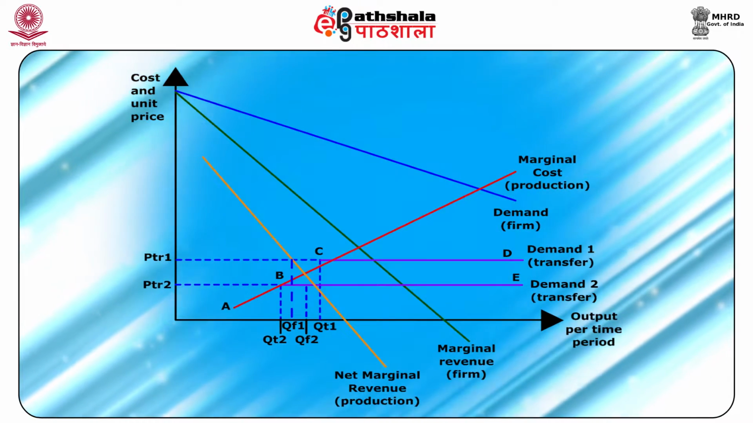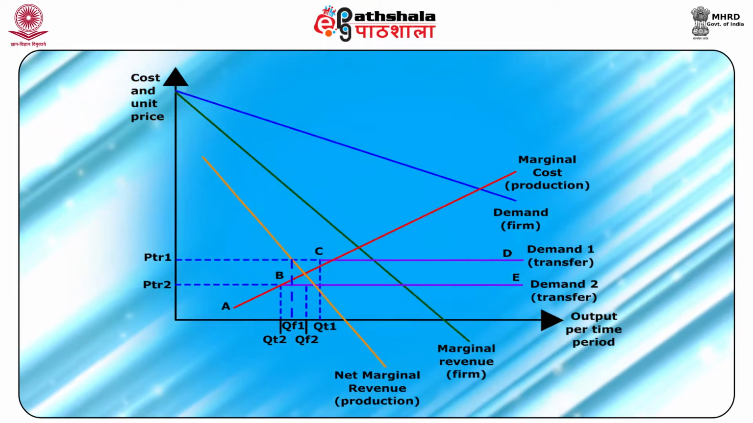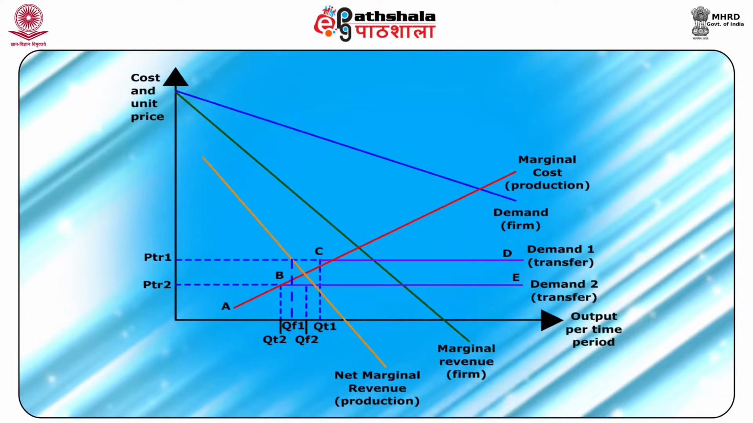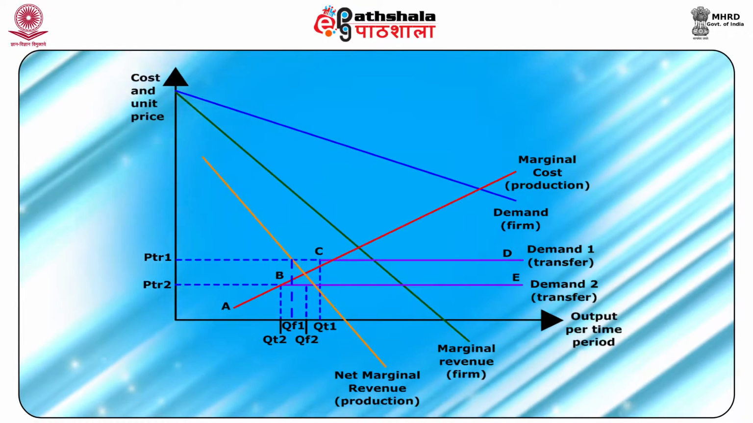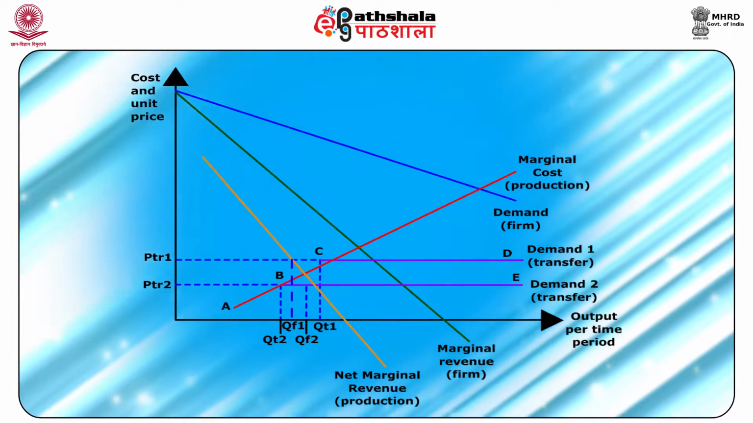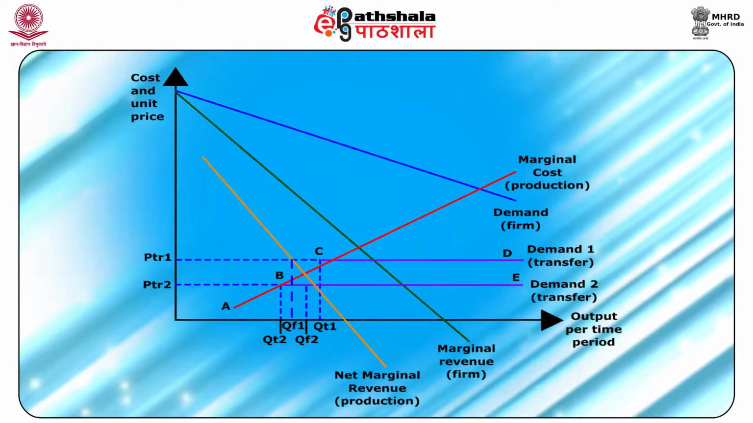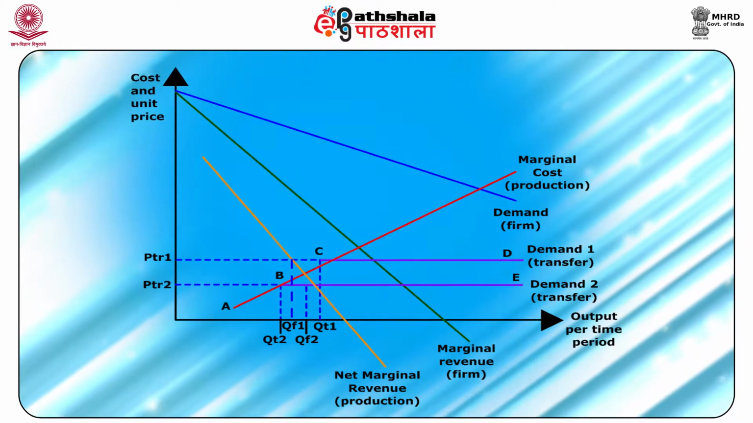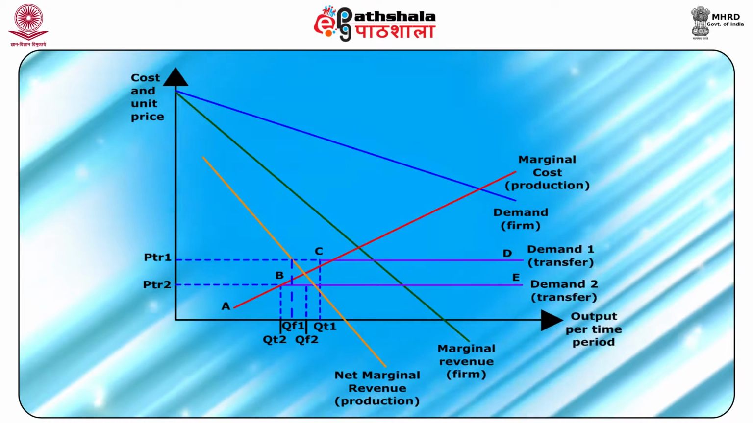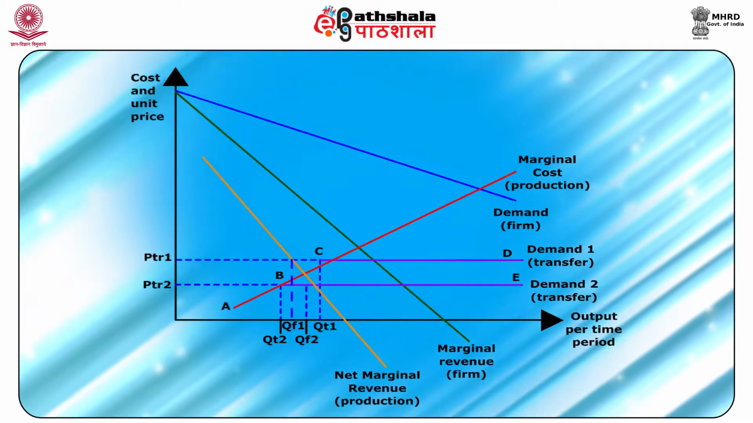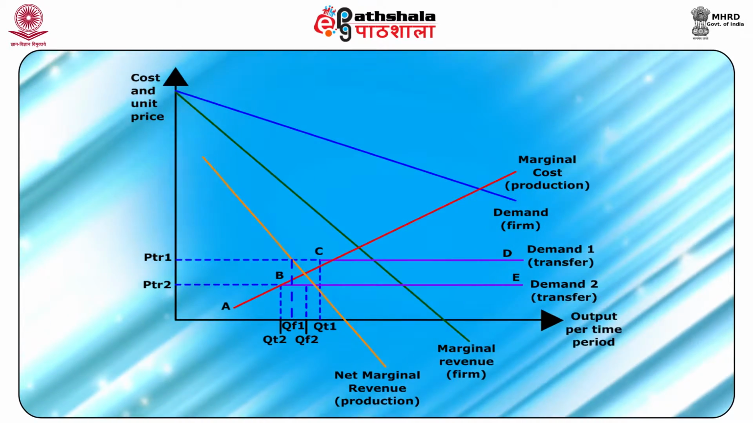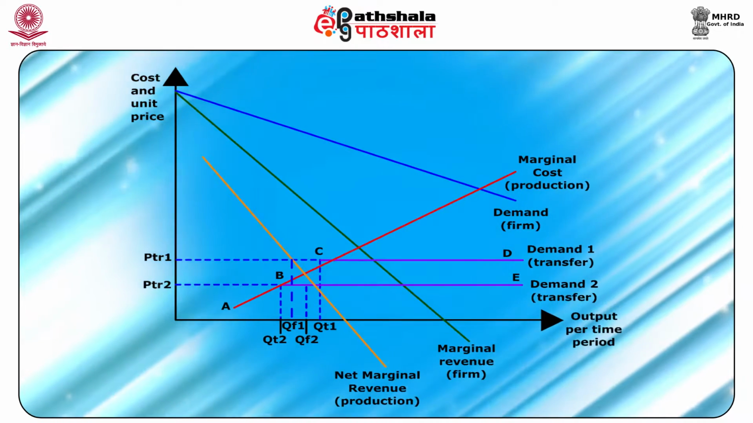Now let us consider another diagram. In this diagram, on the vertical axis we have cost and unit price. On the x-axis we have output per unit period. Here we see that the blue line is the demand curve of the firm, and the marginal cost curve of production is the red line, which is upward sloping.